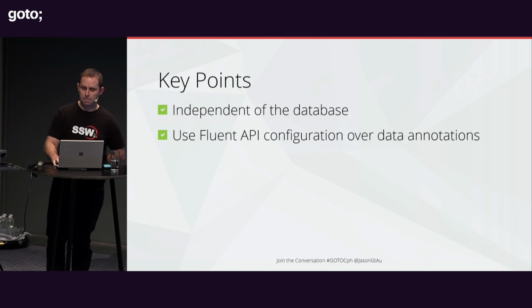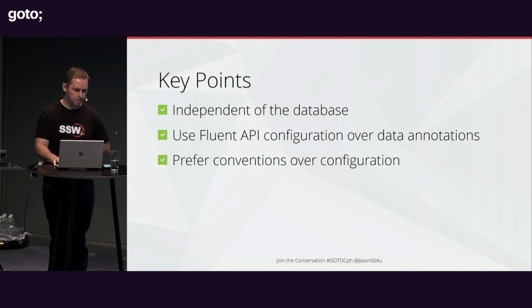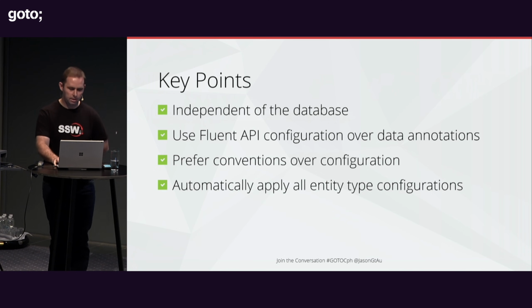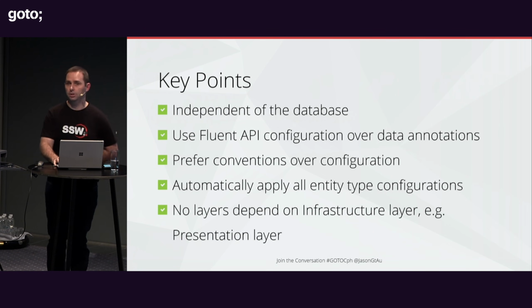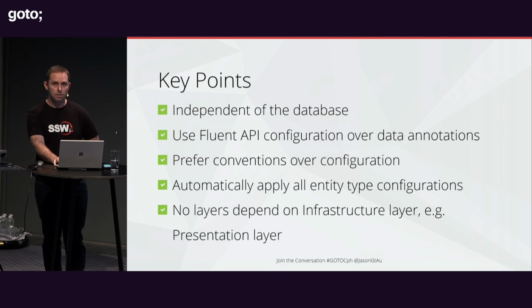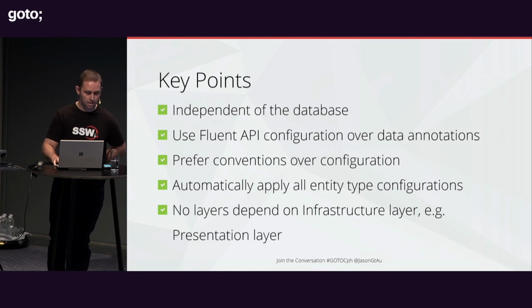So use Fluent API configuration over data annotations. It's just a better approach. It does more, and it means that your domain model's not cluttered with data annotations. Know your conventions. Prefer conventions over configuration. Automatically apply all entity type configurations. And no layers depend on the infrastructure layer, e.g. presentation layer. If we do, that will result in logic being created in the wrong places, and we need it to stay within core.